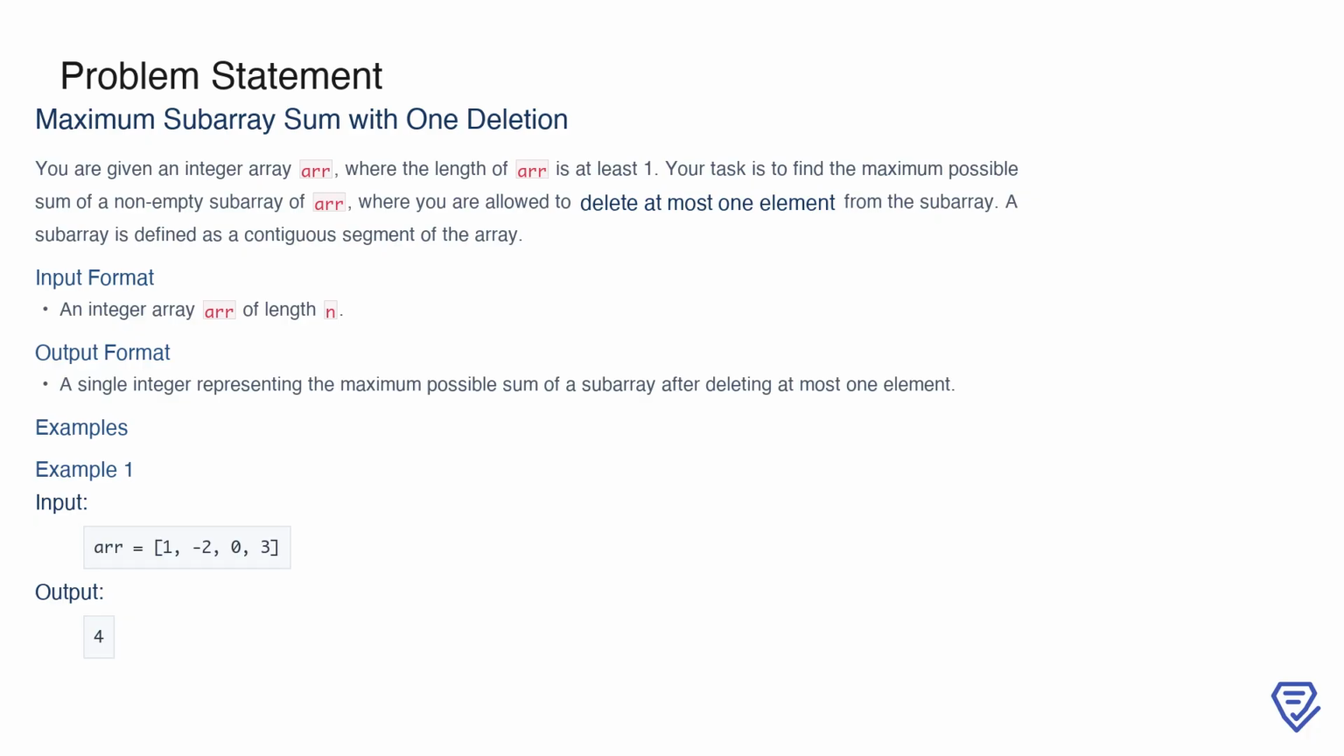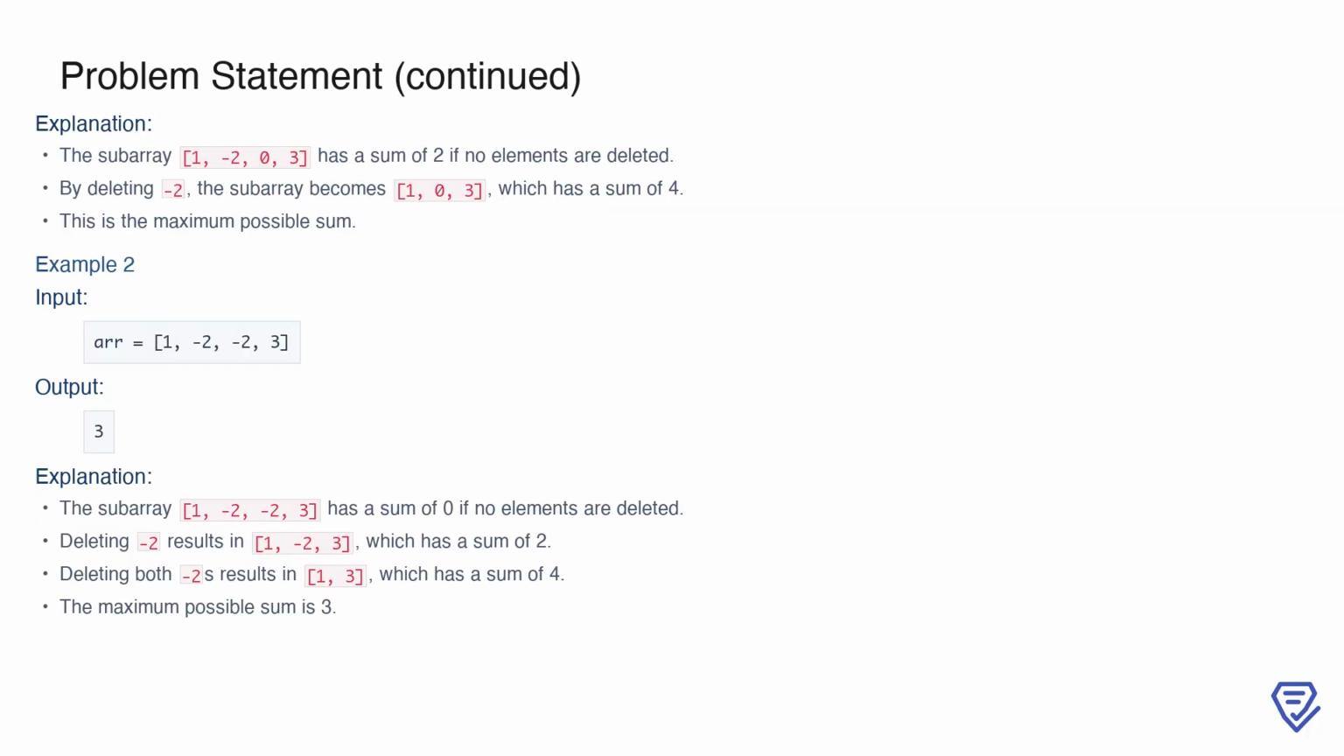Let's look at an example to understand this better. If the input array is 1, minus 2, 0, 3, the maximum sum you can achieve is 4. Here's how we arrive at that result. First, consider the entire array 1, minus 2, 0, 3. If we don't delete any elements, the sum of the subarray is 2. However, if we delete the -2, the subarray becomes 1, 0, 3, and now the sum increases to 4, which is greater. This sum of 4 is the best possible result for this input.